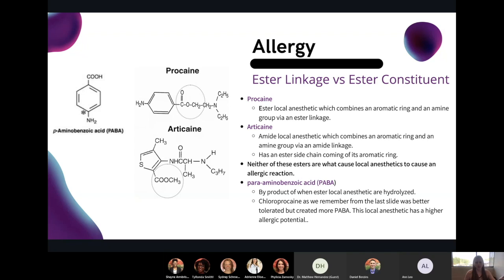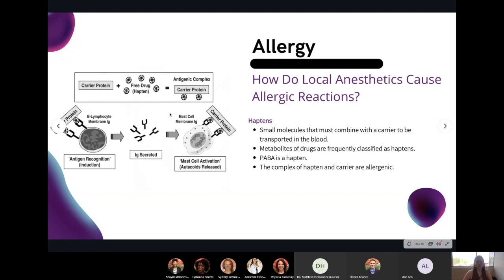Chloroprocaine, as we remember from a couple slides ago, was better tolerated but created more PABA. This local anesthetic, even though it causes less toxicity, has a higher allergic potential. One of the major types of allergic reactions that occur with local anesthetics is an immediate type 1 hypersensitivity reaction. This reaction occurs when the immune system recognizes large foreign proteins in the body. However, PABA is a small molecular weight molecule that is recognized by the immune system because it is attached to a carrier protein, allowing it to be large enough to be recognized by the immune system.